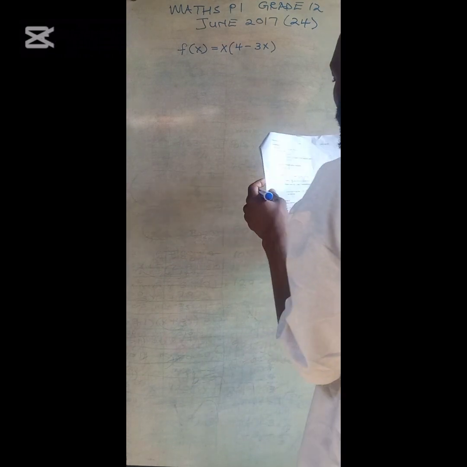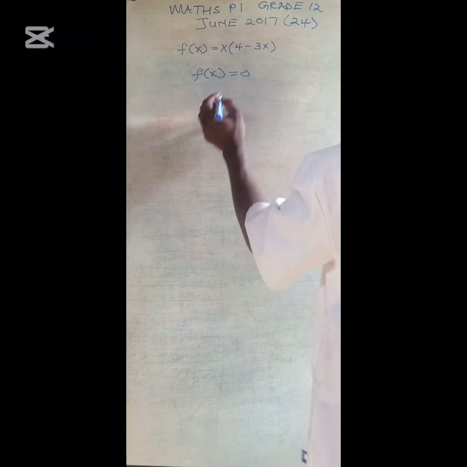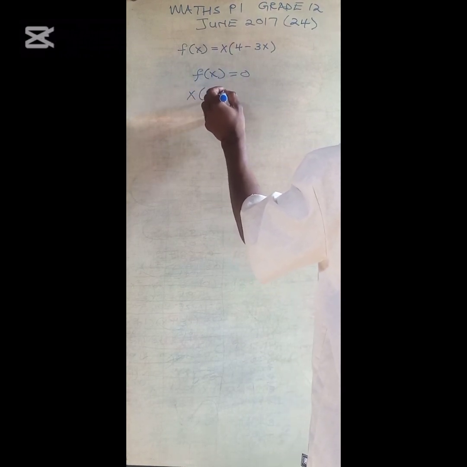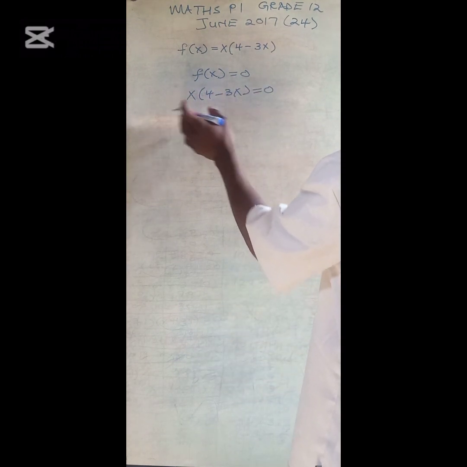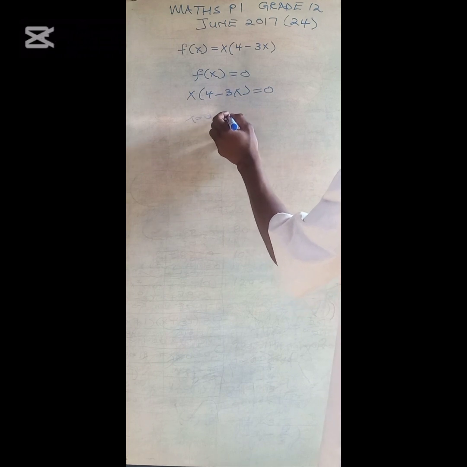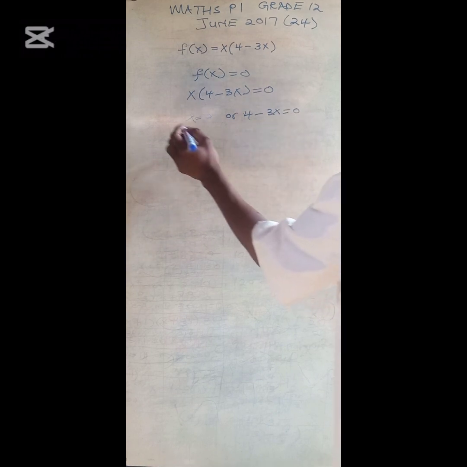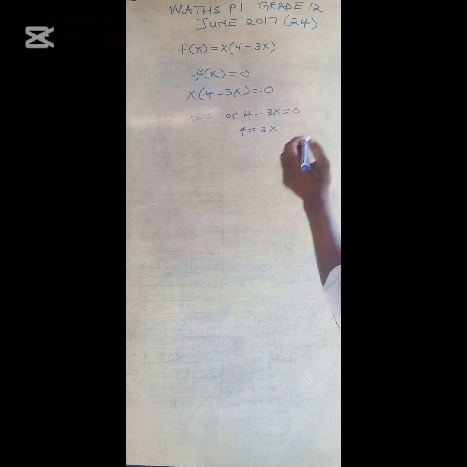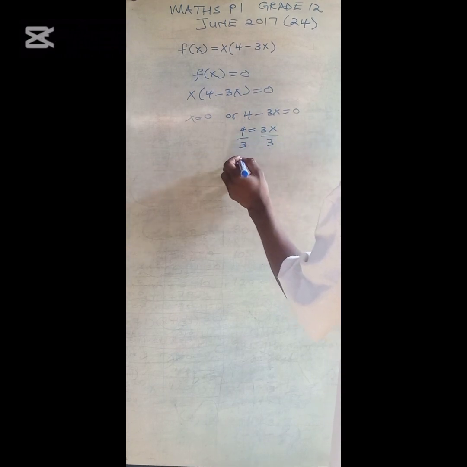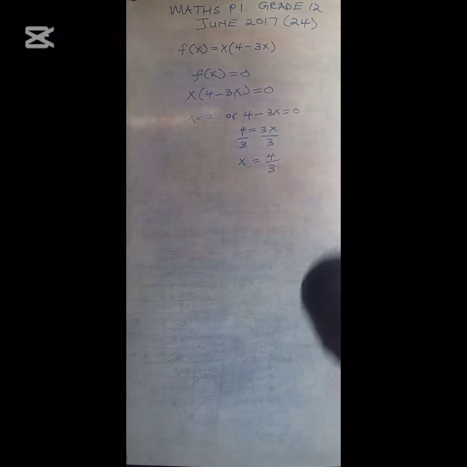Okay, so the first question was solve for x if f of x is equal to 0, right? f of x is x into 4 minus 3x. They're saying we should solve for x if this is equal to 0. We know we have two factors. We can apply the zero principle. If one of the two factors is equal to 0, then we are good, right? In this case, we have 4 is equal to 3x. We transpose the 3x, it changes sign. Divide both sides by 3. Therefore x is equal to 4 over 3. Therefore, the solution is x equals 0 or x equals 4 over 3. We're good.